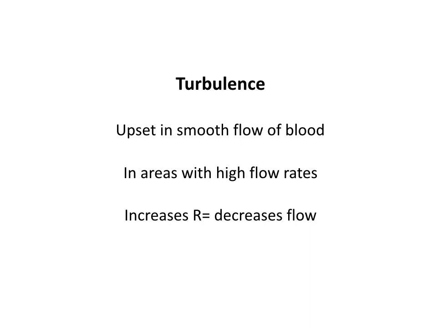Turbulence is any upset in the smooth flow of your blood. Now, turbulence normally occurs in areas of the cardiovascular system where you have really high flow rates, such as blood movement from the atria to the ventricles, blood movement from your ventricles to your vessels, or just within really large vessels with big flow rates like your aorta. This upset will increase your resistance and slow your blood flow. It's also going to lead to an increase in pressure.